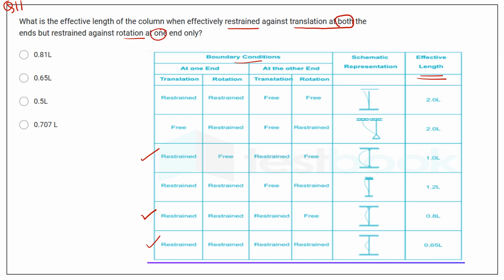Okay, so here free and free, both rotations are free. Here both rotations are restrained, but here one rotation is restrained, another one is free. So this condition is applicable here. So the value for the given condition is 0.8 L. So your first option is correct. This is a printing mistake. So 0.8 L is the correct option. Then next question.